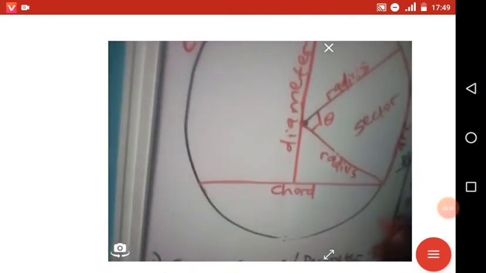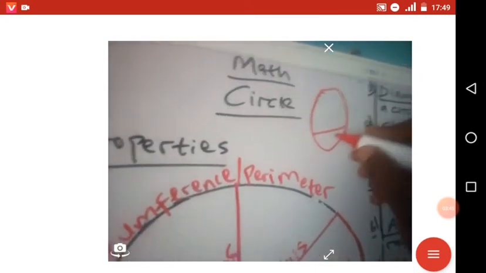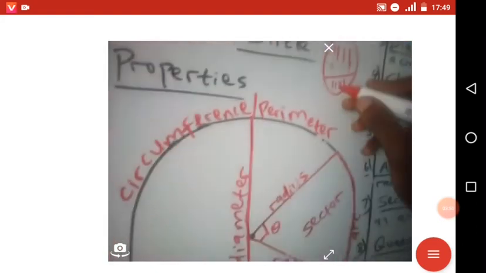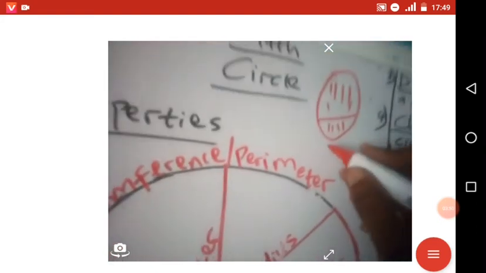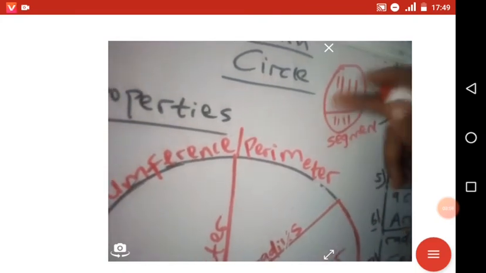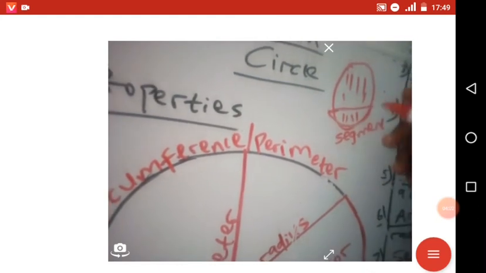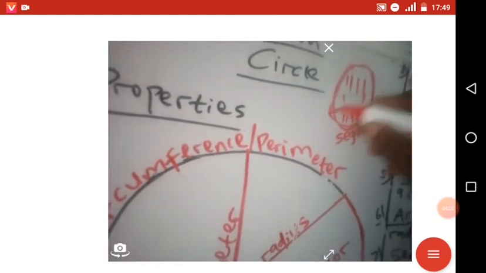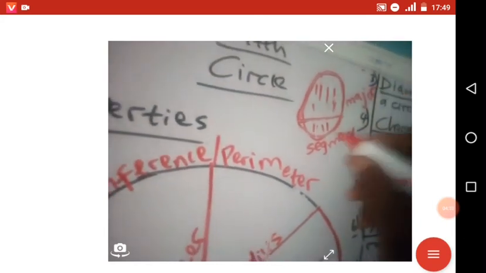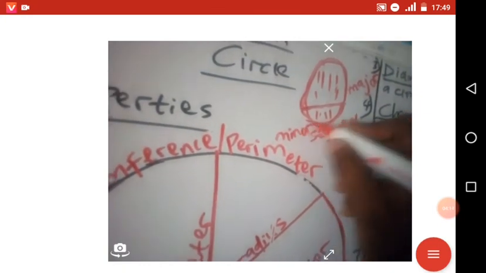So we are going to have chord here, and the area inside this chord is called segment. We also have another area inside the chord here too. So this part is called segment. This space also is called segment. Now this segment here is smaller than this segment here. So the segment that is bigger is called the major segment, while the segment that is smaller is called the minor segment. Do you understand?